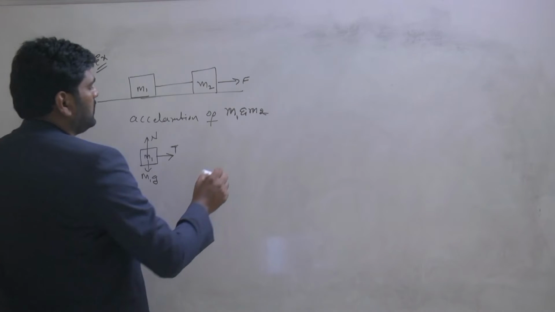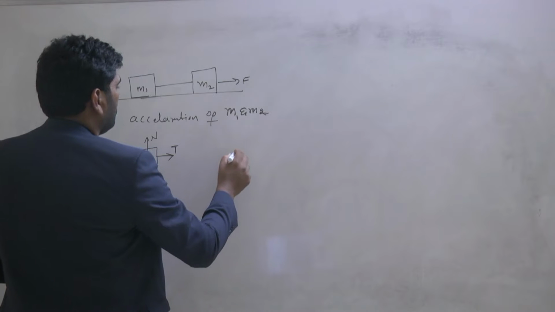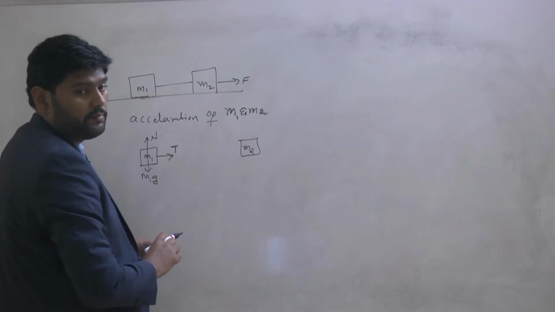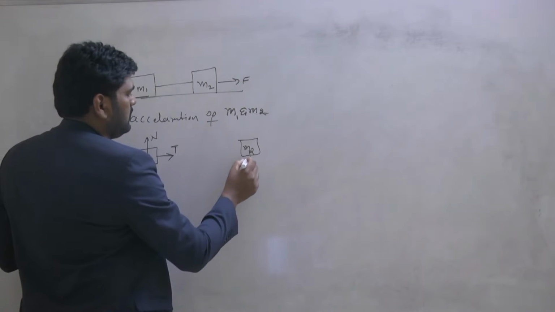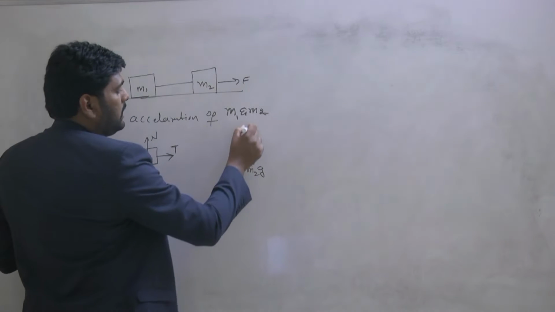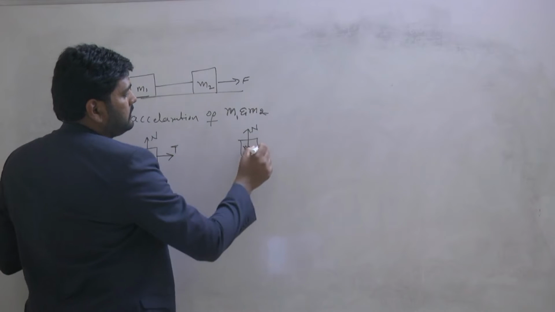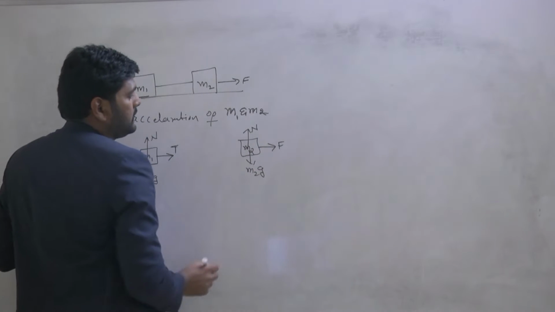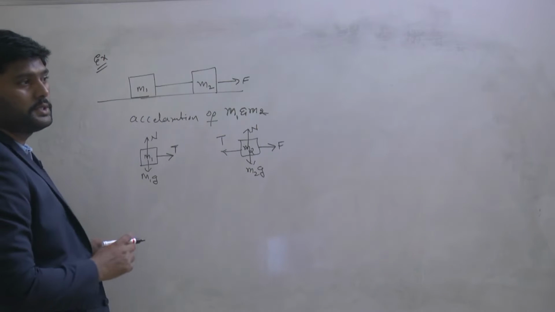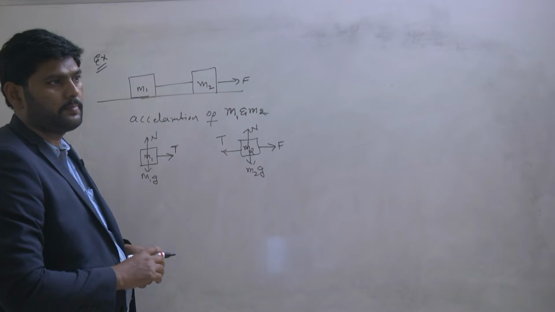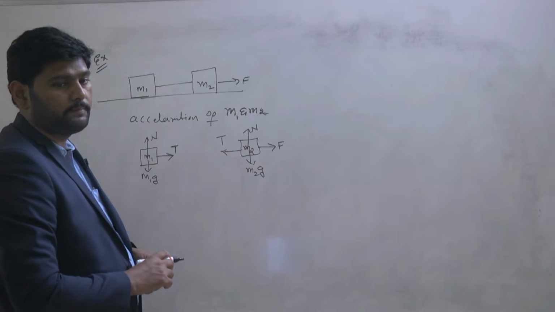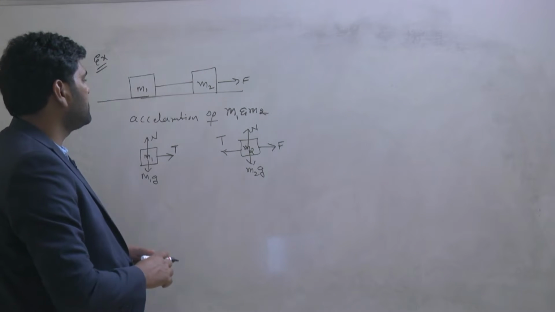Next, coming to the second body, this is M2. M2g is acting in the downward direction and the normal reaction is acting upward. The applied force is acting in this direction and tension is acting in this direction. This is the way the forces are acting. Understand? Then how do you find the acceleration of mass 1 and mass 2?